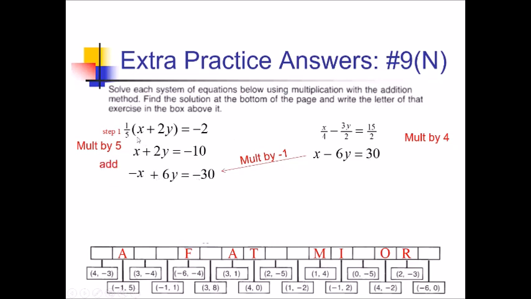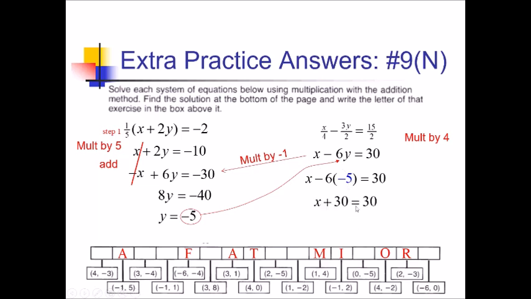Adding these together, x's are canceling. 2y plus 6y is 8y, and negative 10 plus negative 30 is negative 40. Dividing both sides by 8, we have y equals negative 5. And now it's time to plug that back in to figure out the x value. This equation here actually will work out pretty well for plugging in y. So I have x minus 6 times negative 5. Negative 6 times negative 5 is positive 30. And if I subtract 30 from both sides, I get an x value of 0.